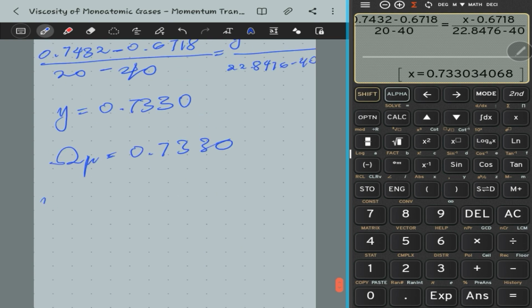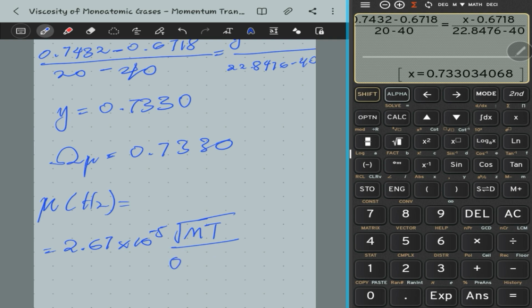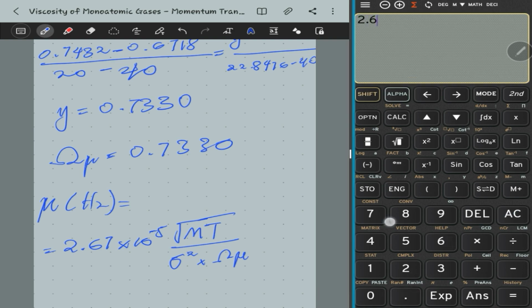So we have the viscosity of the hydrogen gas, right? Let's make it this way. So that's 2.67 times 10 to the power minus 5, right? And then we have a square root of molecular weight times temperature, right? And then we have this characteristic diameter squared, and then we have the collision integral, which we found just now. We want to put everything in. So we have 2.67 times 10 to the power minus 5.